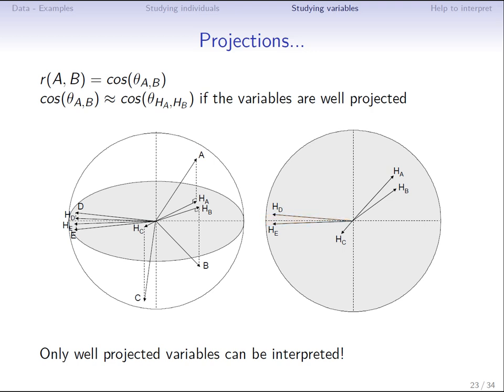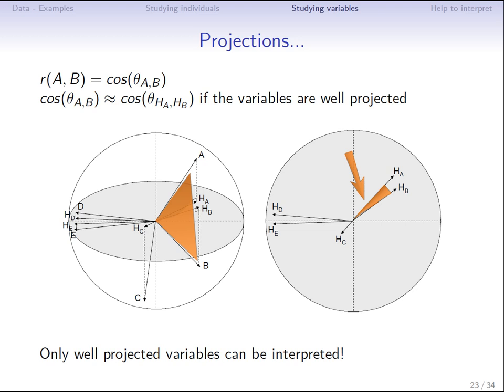On the contrary, when the variables are poorly projected, which is the case, for instance, for the variables a and b, the angle in the projection map is small, while the angle in the global space is very large. The arrow a has a high coordinate on the third dimension, when the arrow b has a low coordinate. And so these two arrows are projected approximately at the same place, but they are poorly projected, and therefore the cosine of the angle here is not the cosine of the angle in the space.